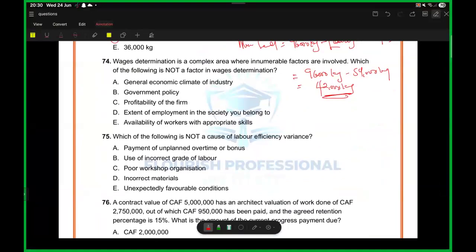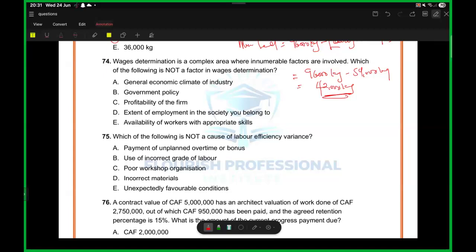Okay, so question number 74. Wages determination is a complex area where innumerable factors are involved. Which of the following is not a factor in wages determination? A. General economic climate of industry. B. Government policy. C. Profitability of the firm. D. Extent of employment in the society you belong. E. Availability of workers with appropriate skills.